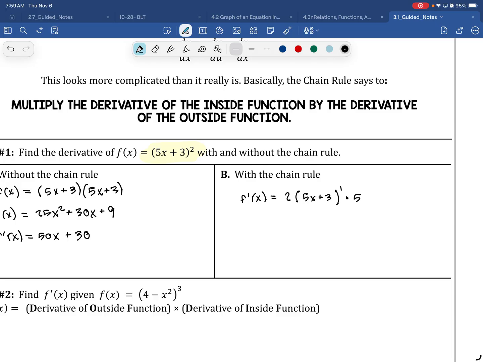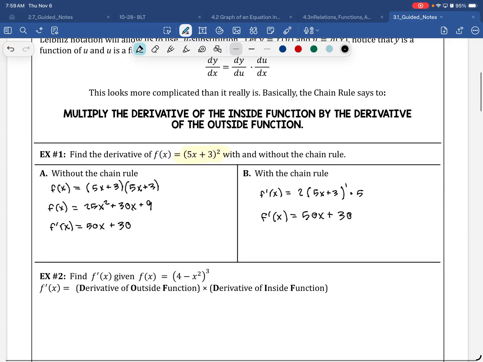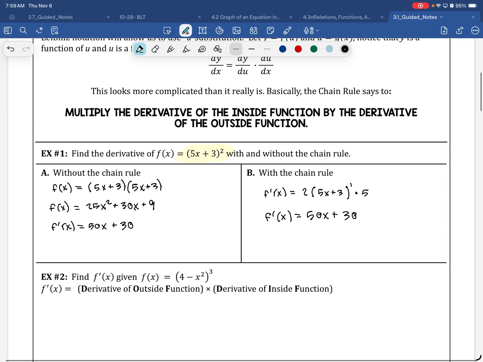The 1 power, I don't really have to write, which means I can just distribute the 2 and the 5 to the stuff in the parentheses. Well, the 2 times the 5 is 10, so I'm really just multiplying 10 by these. 10 times 5x and 10 times 3. Now, it's not significantly shorter on this because I showed all the steps, but chain rule's kind of nice, especially if you have to expand a polynomial.